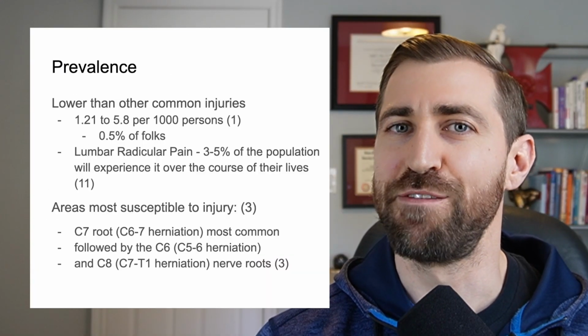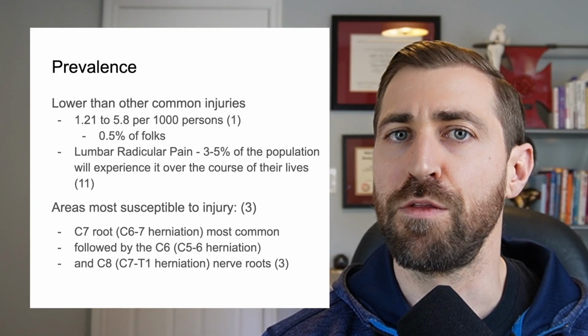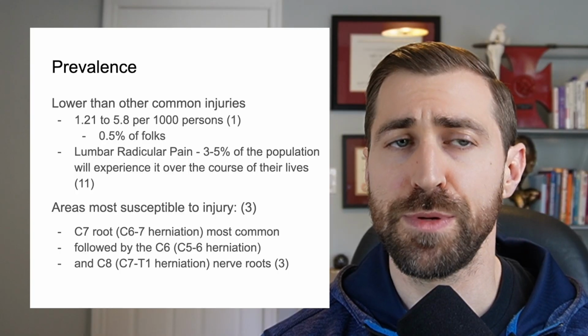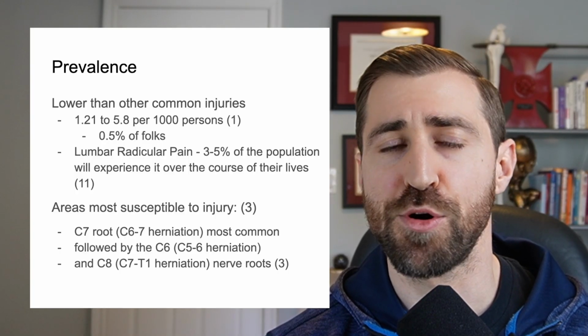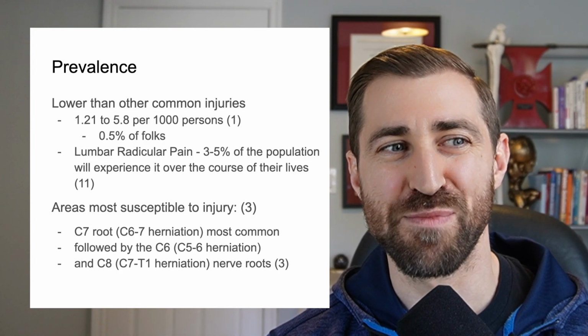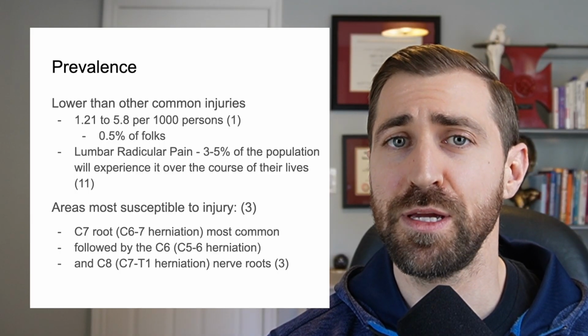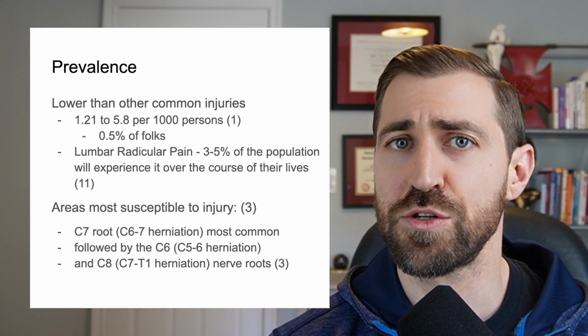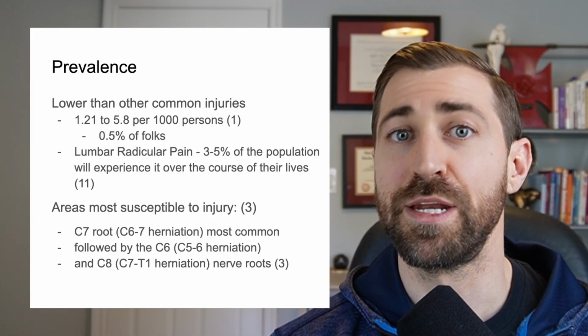So what is the prevalence of cervical radiculopathy? It's actually quite a bit lower than other pathologies you work with as a physical therapist. So you're going to see 1.21 to 5.8 injuries per every 1,000 persons. And this is about 0.5% of folks. If we compare this to something like lumbar radiculopathy, 3 to 5% of all folks are going to end up getting this. So the same condition in the lumbar spine is much, much more common than in the cervical spine.